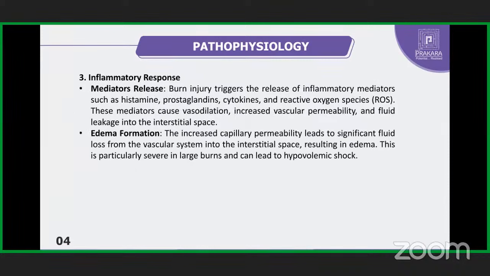Inflammatory response. Due to what? Due to the leakage from the cells and leakage from the blood vessels, what happens? There will be an inflammatory response. Mediators will be released. Burn injury triggers the release of inflammatory mediators such as histamine, prostaglandins, cytokines, reactive oxygen species. These mediators, what will they do? They will cause vasodilatation. Same reason why there will be edema, increased vascular permeability, and fluid leakage into the interstitial space.